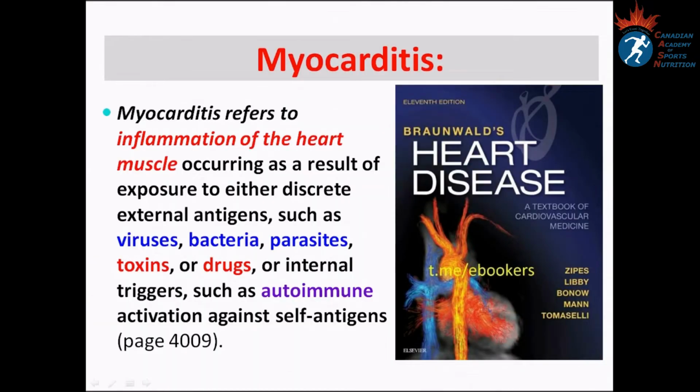Myocarditis. This book, Braunwald's Heart Disease Edition 11, is the most famous and the most valid textbook in cardiovascular medicine. Based on this book, page 4009, myocarditis is inflammation of the heart muscle occurring as a result of exposure to either discrete external antigens such as viruses, bacteria, parasites, toxins, or drugs, or internal triggers such as autoimmune activation against self antigens.